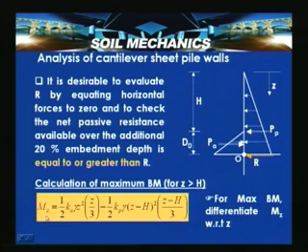So, Mz we can calculate as Ka gamma Z square into Z by 3 minus Kp gamma into (Z minus H) whole square, that is this portion, into (Z minus H) by 3. So, for maximum bending moment, differentiate Mz with respect to Z, and we will get the location of Z where that bending moment is maximum, that occurs below this level.